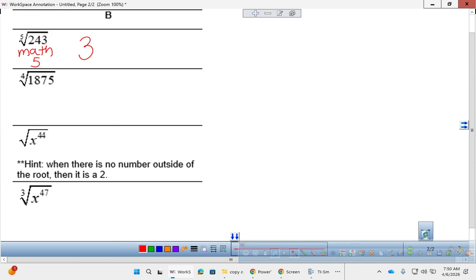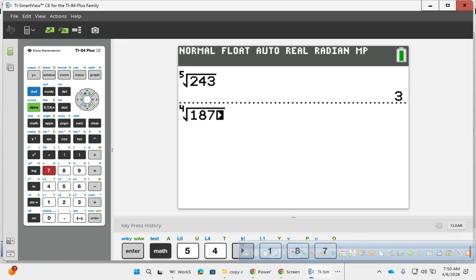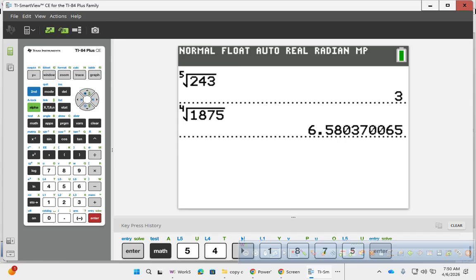I'm going to do the 4th root of 1875. So I'm going to Math 5. If it says ANS out there, you want to just clear that out so that it's a 4. If you've got a decimal, you have to do more, okay? We want to work on simplifying this.